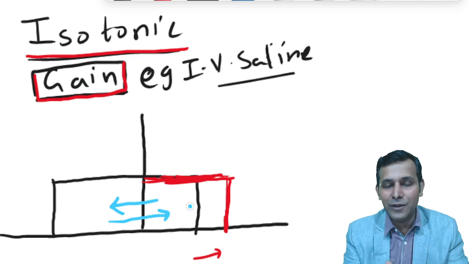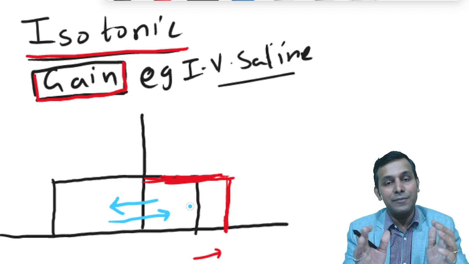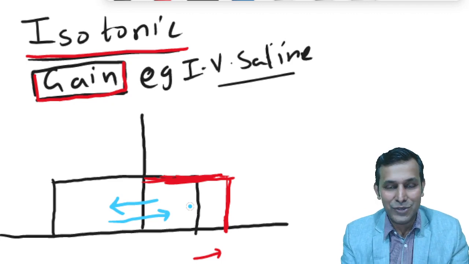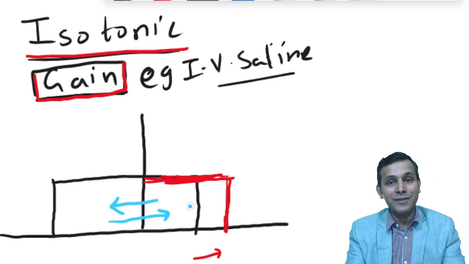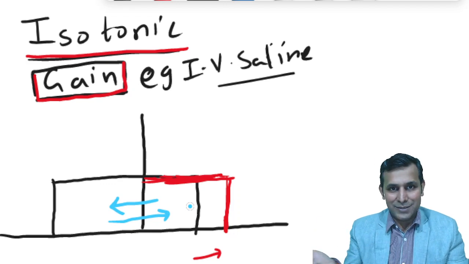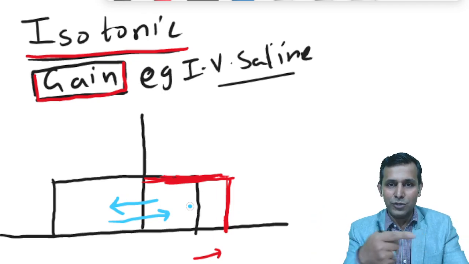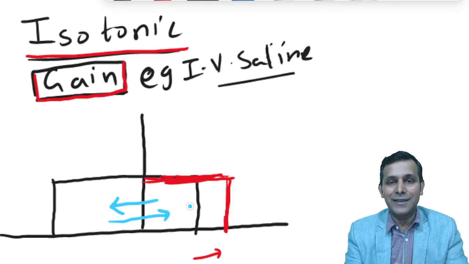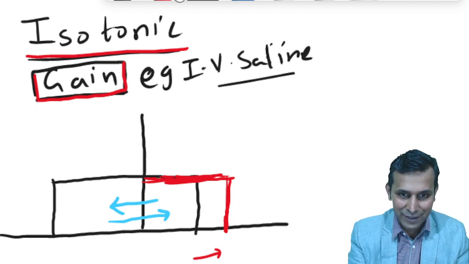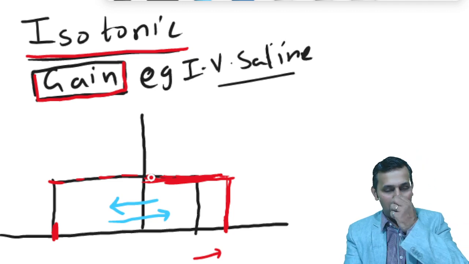So ICF will not see any changes in the cellular volume. So RBC volume won't change. We give isotonic saline so that RBC volume does not change. This means there is no net movement from either ECF to ICF or ICF to ECF. Both are equal, the water movement in both compartments is equal. So ICF volume does not change. I'll just mark here: ICF volume does not change, and ICF osmolarity also does not change.